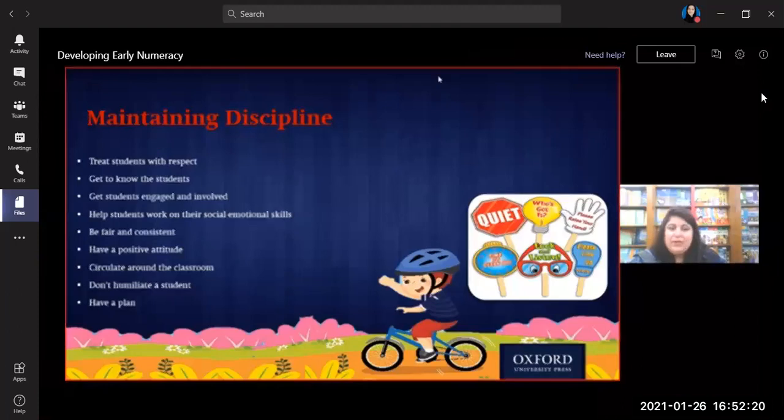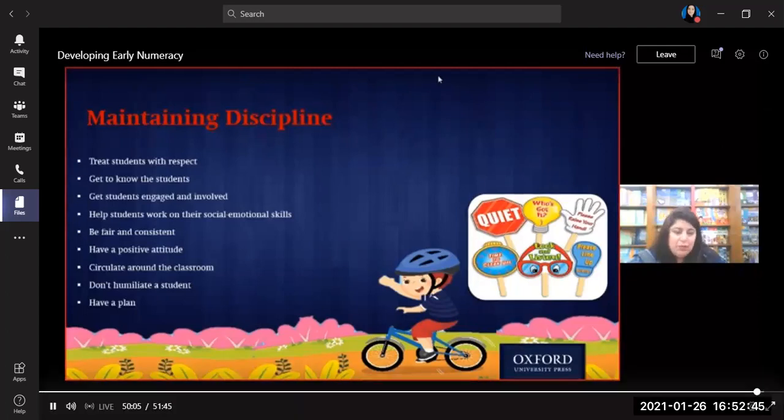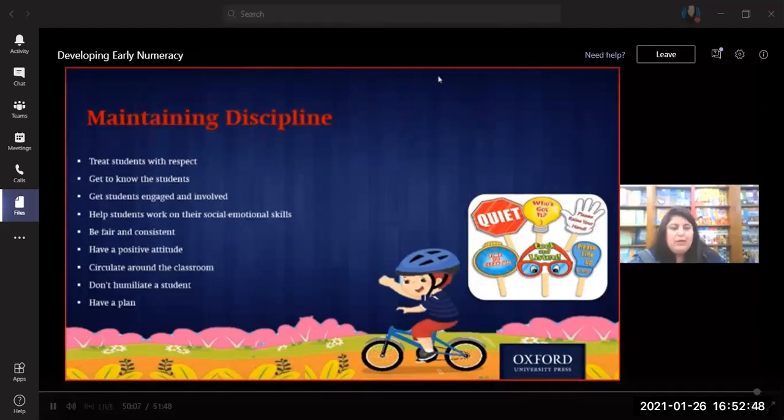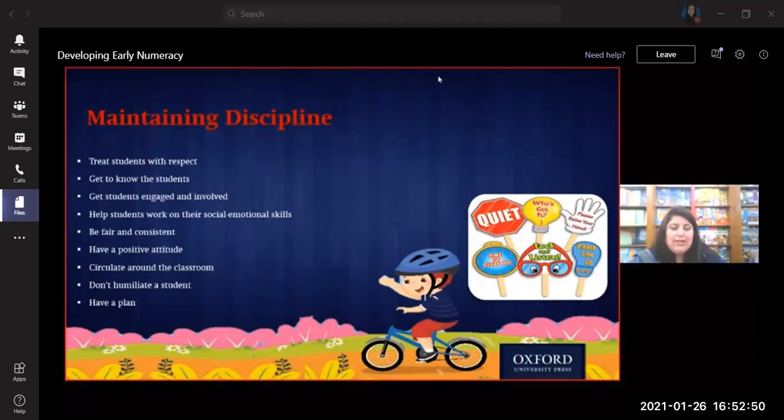We must try to involve them. Toddlers are not meant to listen to us. At certain times they would not be interested in a certain activity. At that time, we need to change our activity or we need to change our style of teaching. We must help the students work on their social emotional skills because sometimes they need that support from us, and constantly encouraging them would actually help them understand and enjoy their classroom experience to the fullest.